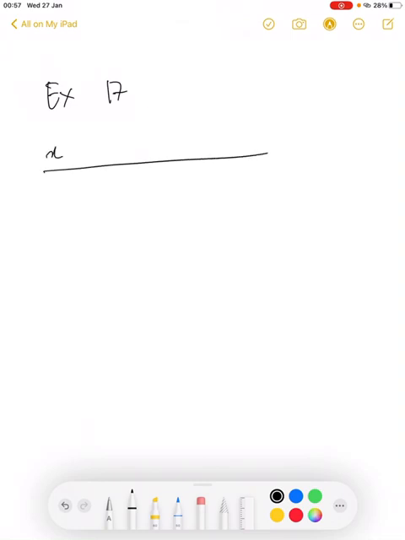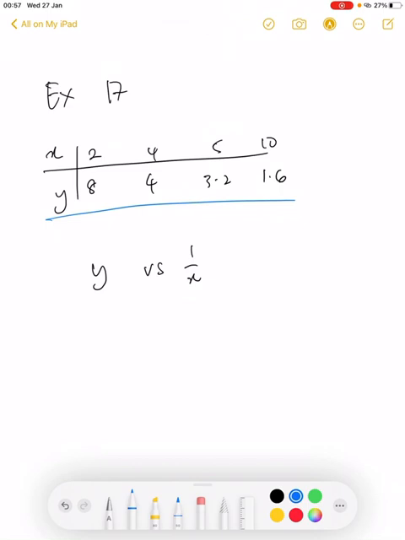So x is 2, 4, 5, 10, and y is 8, 4, 3.2, 1.6. Draw the graph of y versus 1 over x. So we need 1 over x. So 1 over 2, 1 over 4, 1 over 5, 1 over 10.